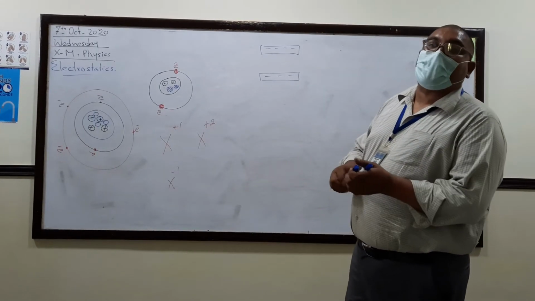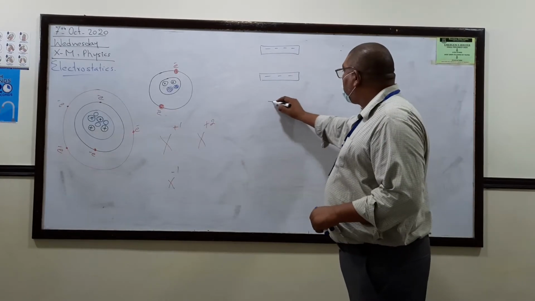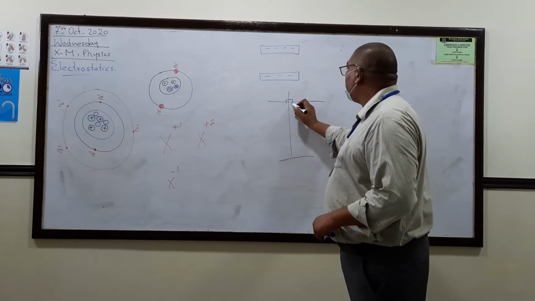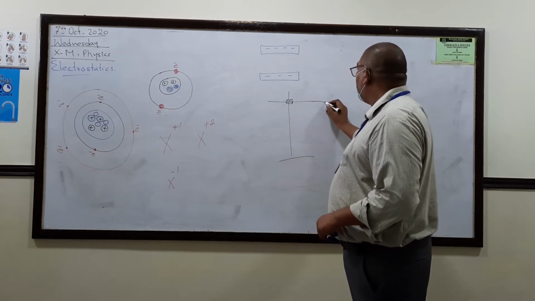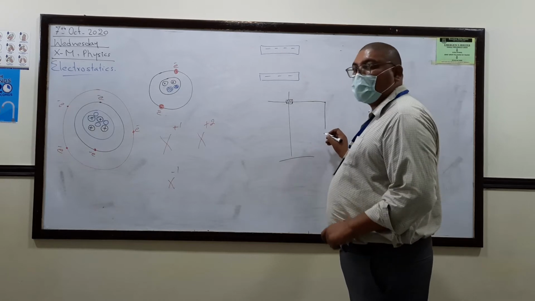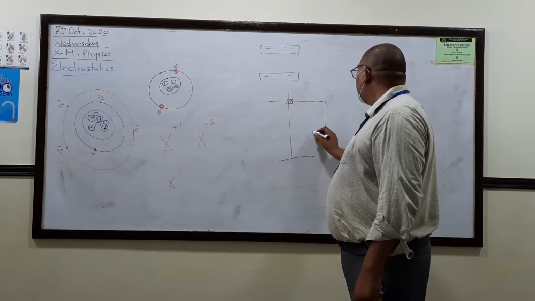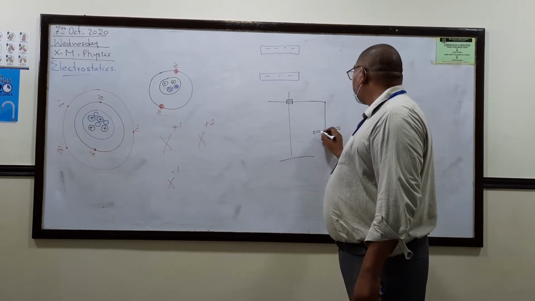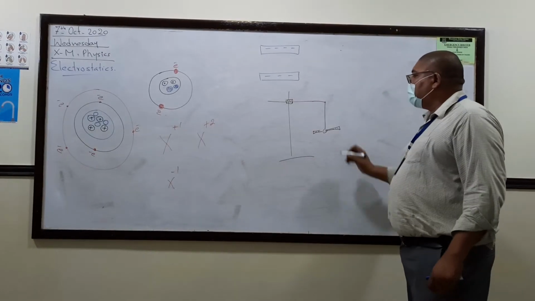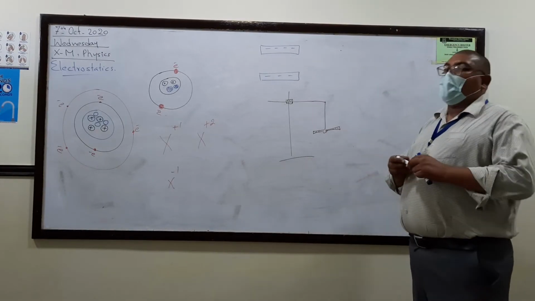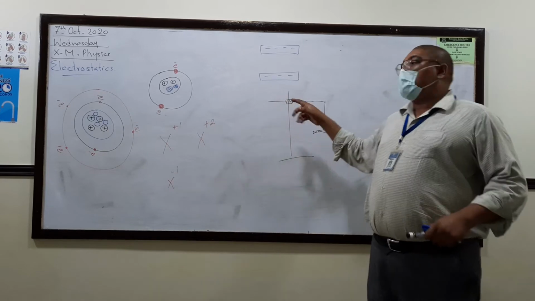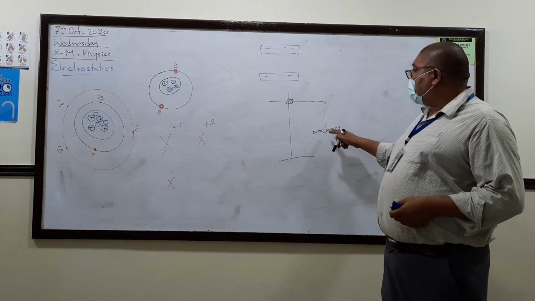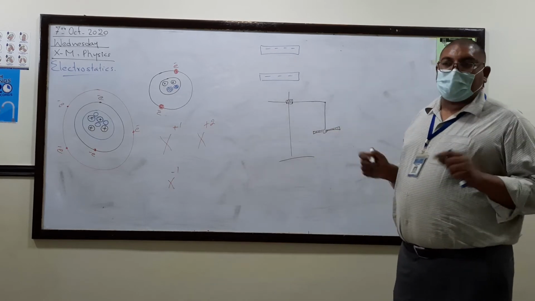Take a retort stand. This is the retort stand, and with it we will have a clamp here. With that clamp, hang a silk thread, and with that thread, hang this rod. This is the negatively charged rod. Do you understand this diagram? What is happening here? Here I have a retort stand, and with the help of a thread in this clamp, I have hung one of the plastic rods.